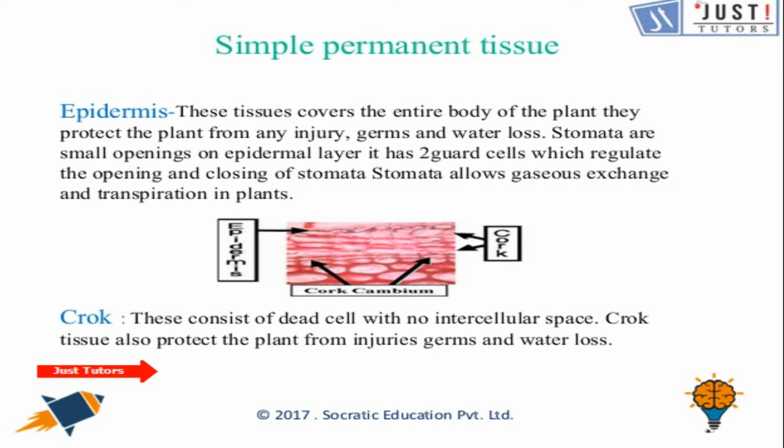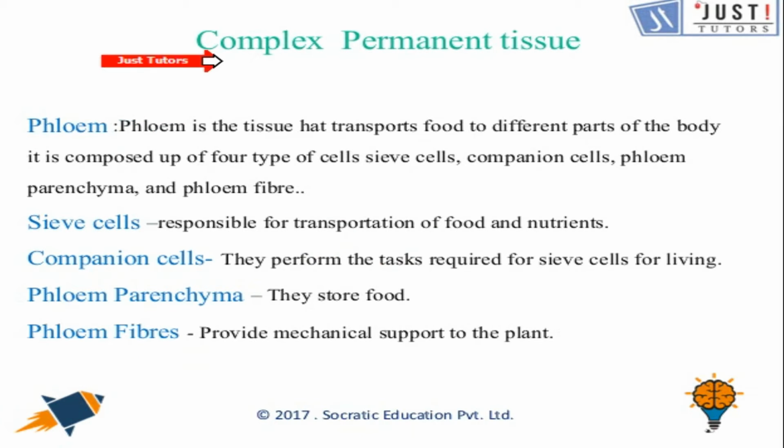Now let's talk about complex permanent tissue. If we talk about phloem, it transports prepared food materials from the leaves to the storage organs and later from storage organs to the growing regions of the plant body. It is composed of four types of cells: sieve cells, companion cells, phloem parenchyma, and phloem fiber.